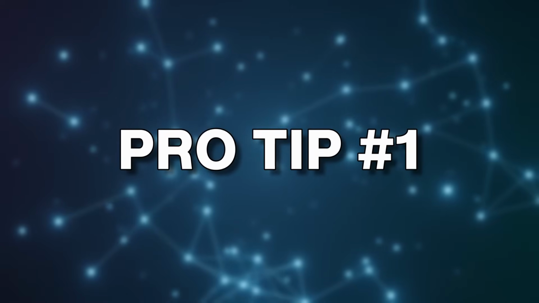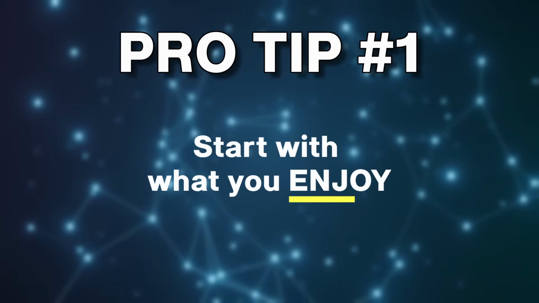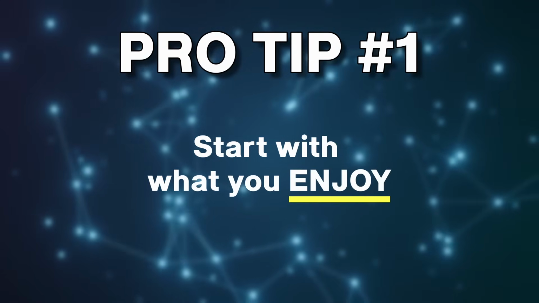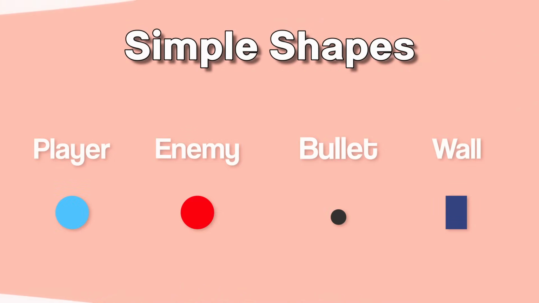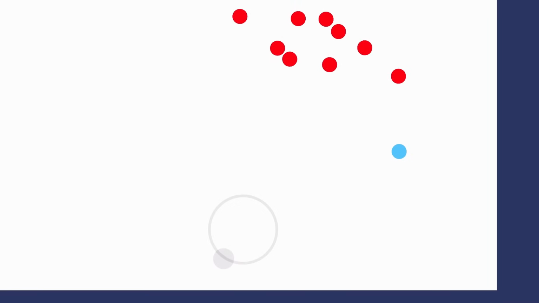Pro tip number 1, always start with what you enjoy doing. For me, it's systems and mechanics. So I tend to work with simple shapes like circles or squares for my player, enemies, obstacles, bullets, and so on. Alright, so I've got the player in blue, enemies in red.